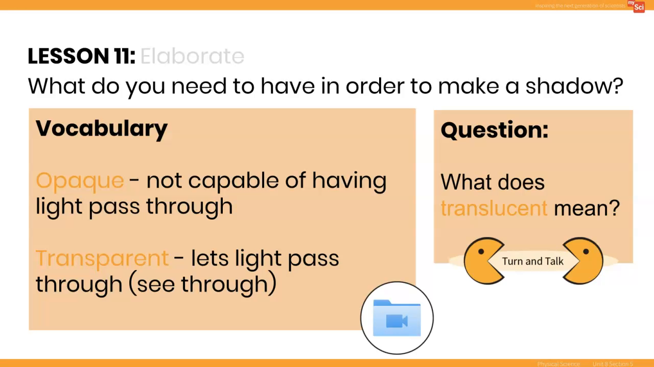In the elaborate portion of this lesson, students are going to explore the meaning of the words opaque, transparent, and translucent. Hold up one of the shadow puppets made of an index card. Explain to students that an index card is opaque, meaning light can't pass through it. Pose the question, what do you think will happen if we made a puppet out of transparent material?